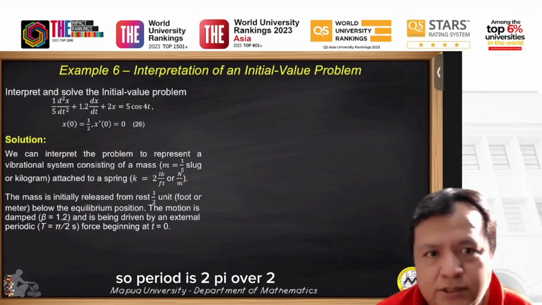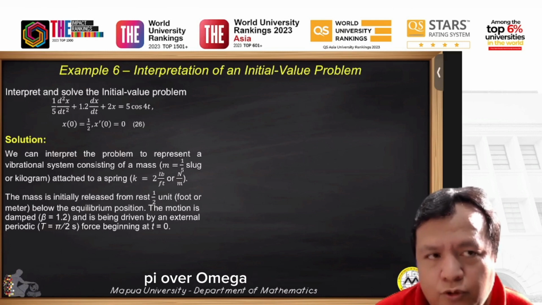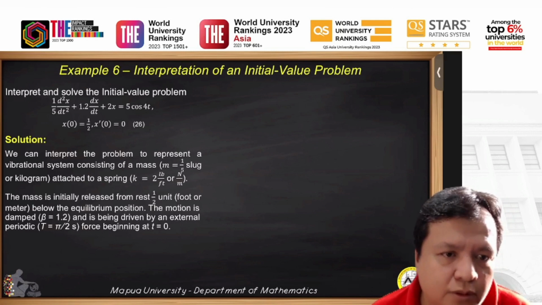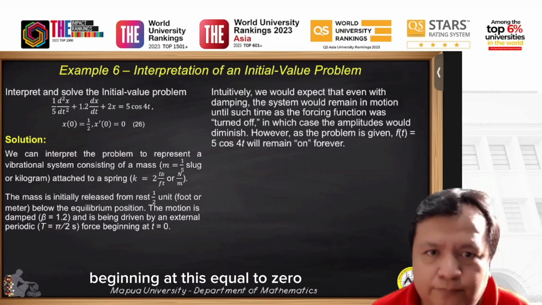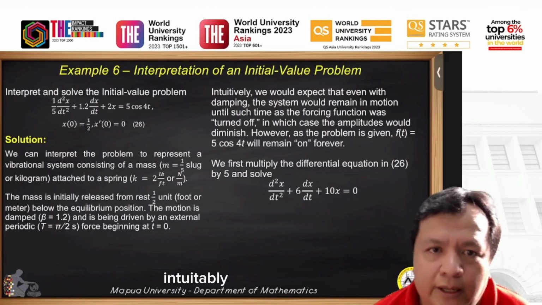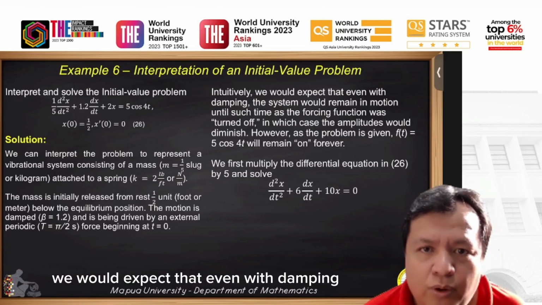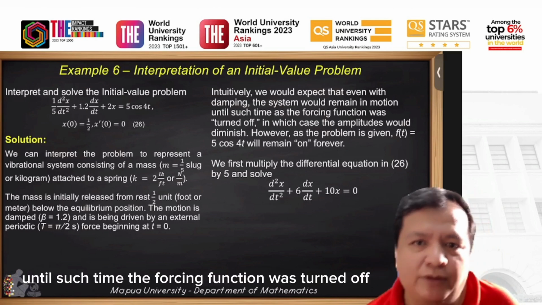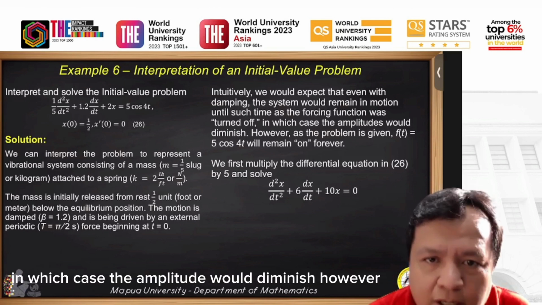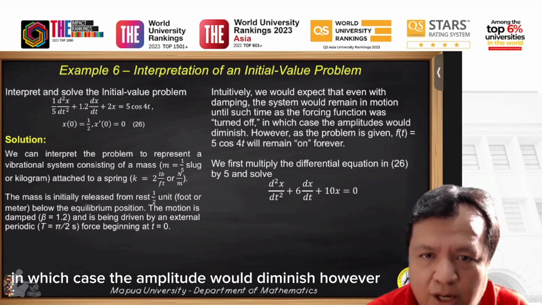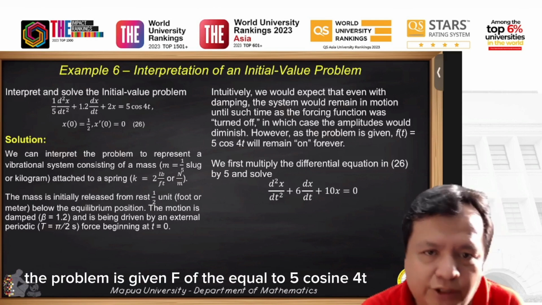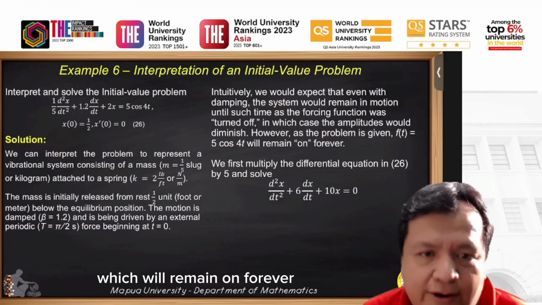The period is 2 pi over omega, so 2 pi over 4, so pi over 2, beginning at t equal to 0. Intuitively, we would expect that even with damping, the system would remain in motion until such time the forcing function was turned off, in which case the amplitude would diminish. However, the problem is given f of t equal to 5 cosine 4t, which will remain on forever.